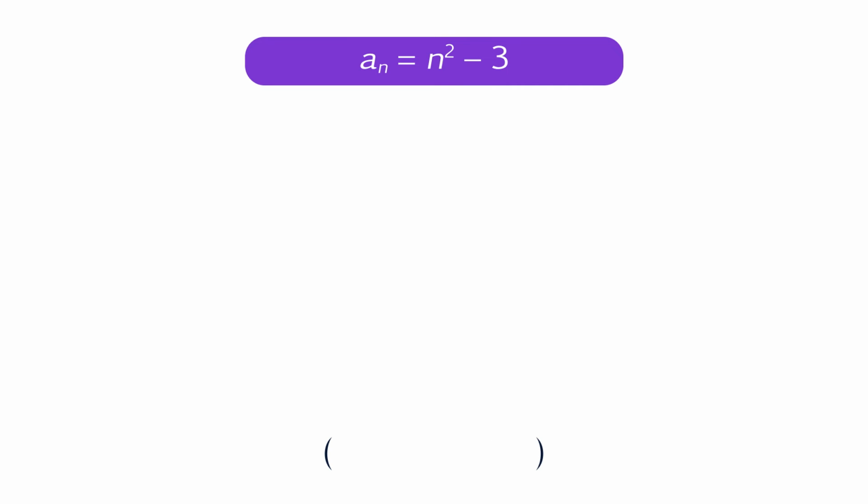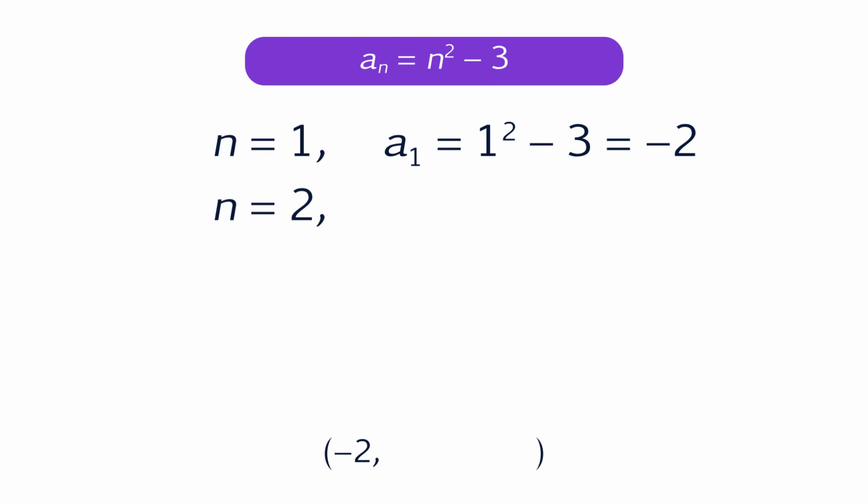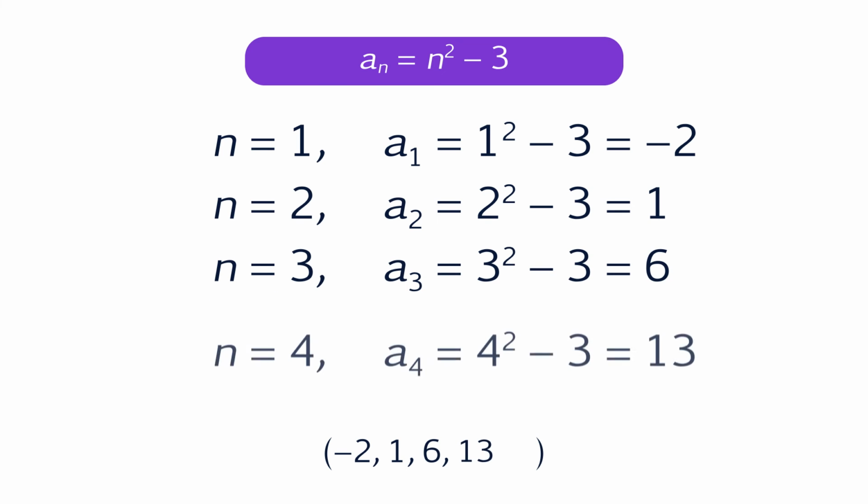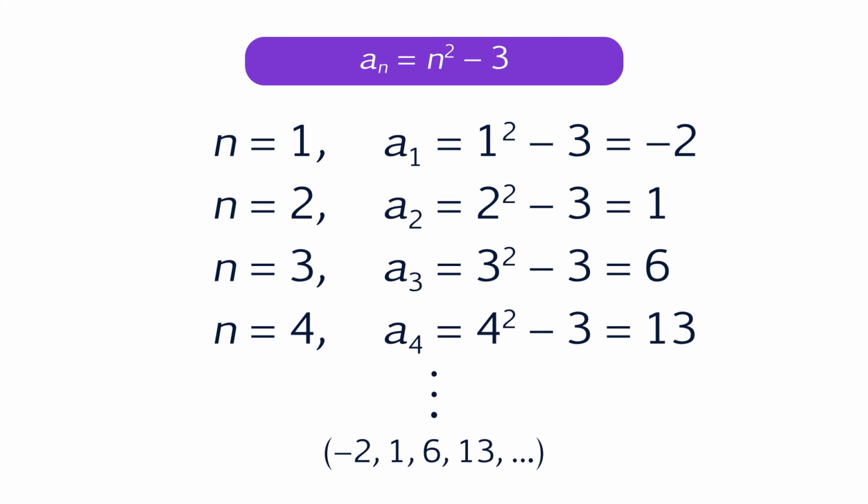The first element is given by the index n equals 1. The formula says its value is 1 squared minus 3, which is minus 2. The second element uses n equals 2. The formula tells us this is 2 squared minus 3, which is 1. The third element, found using n equals 3, is 6. The fourth is 13, and so on.